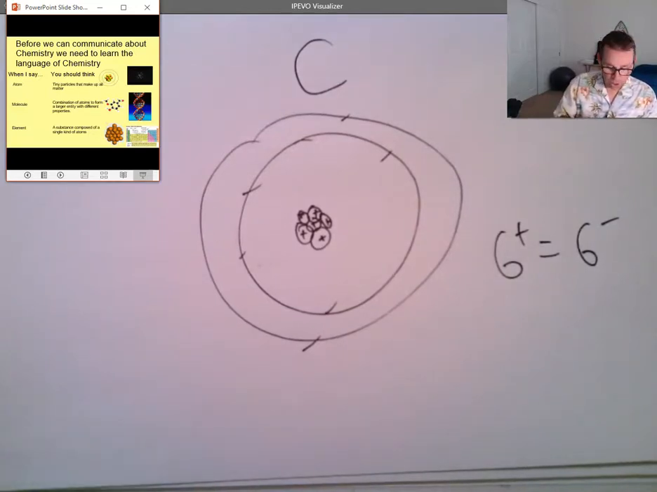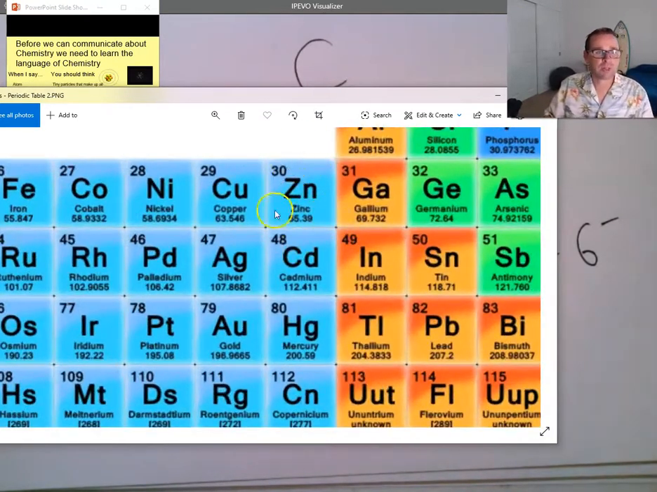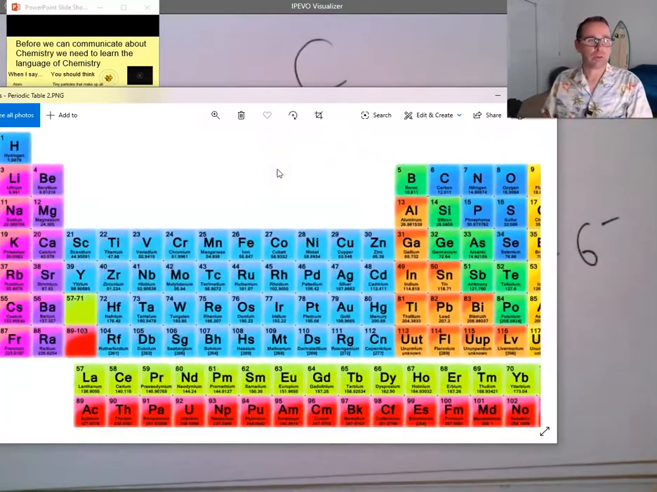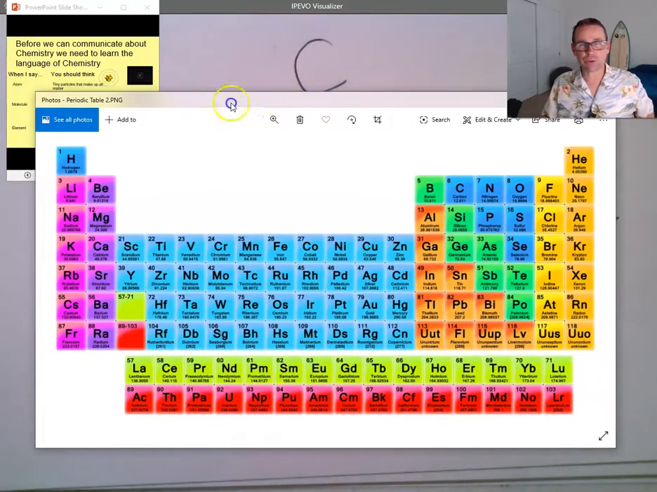So if we know there's no charge on a given atom, I could ask a question, or somebody could say, I have an atom of zinc, right? And here's zinc. I have an atom of zinc, and it doesn't have a charge, so how many electrons must it have? And we know it has 30 protons, so if it doesn't have a charge, how many electrons does it need to have? Well, 30 electrons. That's right. Very good. So, protons are indicated by these numbers, and if there's no charge, then also those numbers indicate the number of electrons.